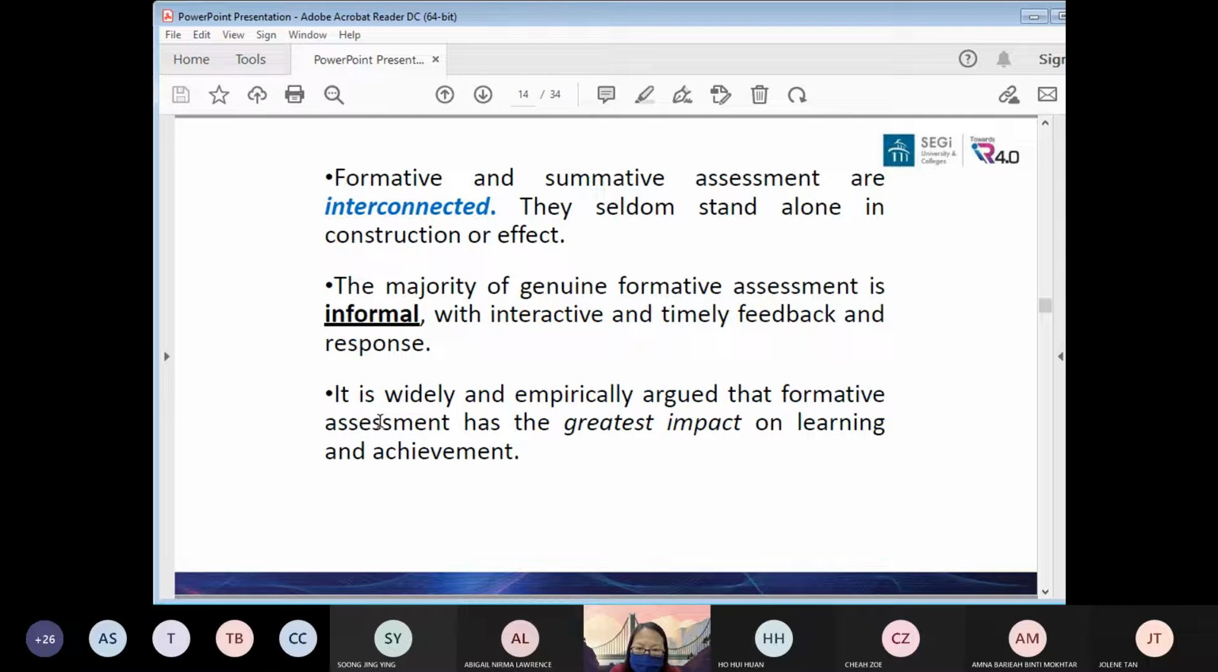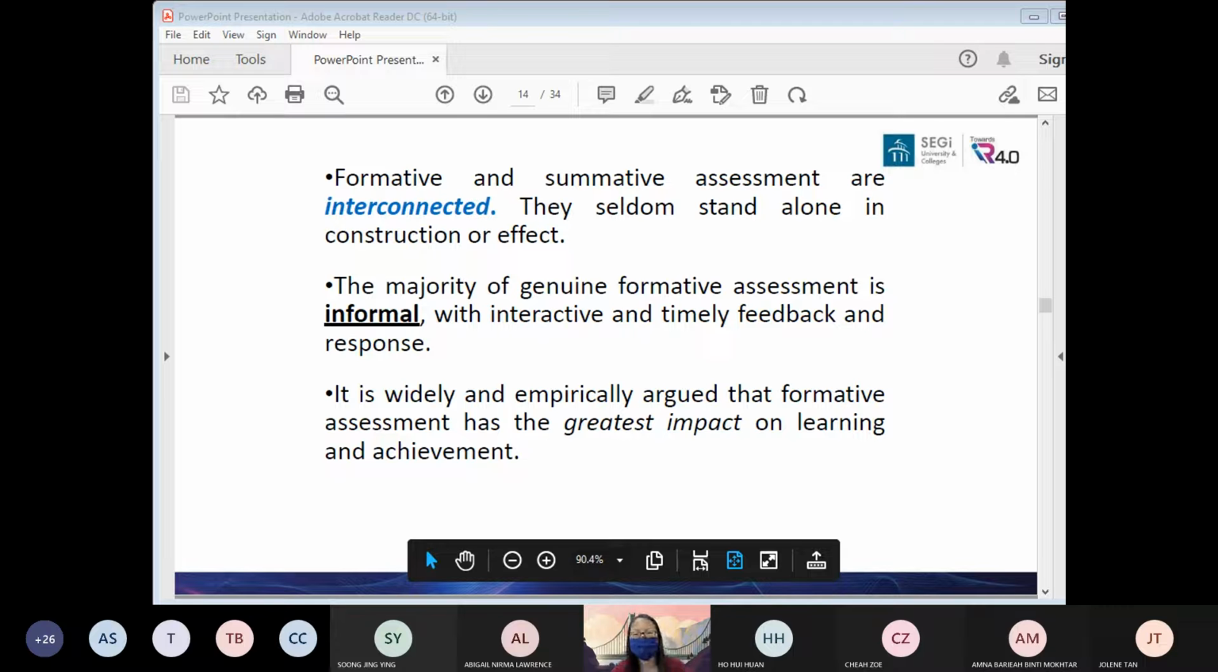It is widely and empirically argued that formative assessment has the greatest impact on learning and achievement. So it has been experienced, okay? People practice doing this kind of formative assessment every time during class. And they have learned that students achieve more because they get the correct way of doing things right on the spot, rather than when they are doing it wrong and nobody says anything until the end of the semester. See, this is wrong. Next time you do it like this. You see? You get what I'm saying? So it can be a little bit too late. Understand?